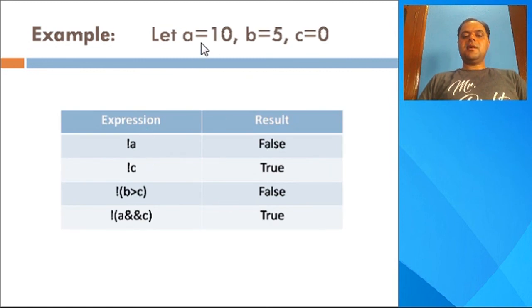Let's take an example. The value of A is 10, value of B is 5, and value of C is 0. NOT A: A is true, so NOT A will be false. NOT C: C is false because the value of C is 0, so NOT C will be true. NOT (B is greater than C): B is greater than C is true, 5 is greater than 0, so NOT true is false. NOT (A and C): A is true, C is false, so the AND operator between A and C is false. So NOT of this false will be true.